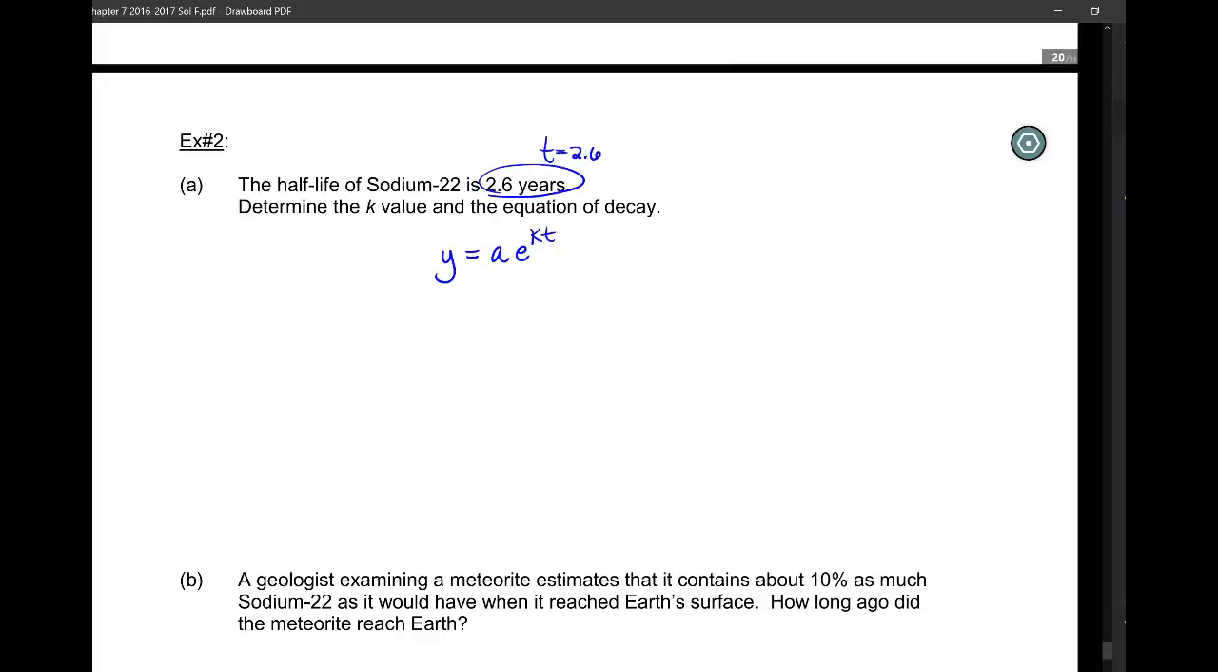Now again, I didn't give you any actual amount. We just said the half-life. So how would we start this? Okay, so half a equals a e to the 2.6 times k. I'm just going to cancel out my a's because the same thing's going to happen as in the last one. So we have 1/2 equals e to the 2.6k. Good, so we're going to do natural log again of both sides.